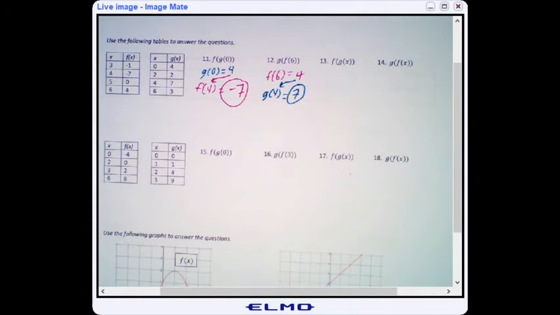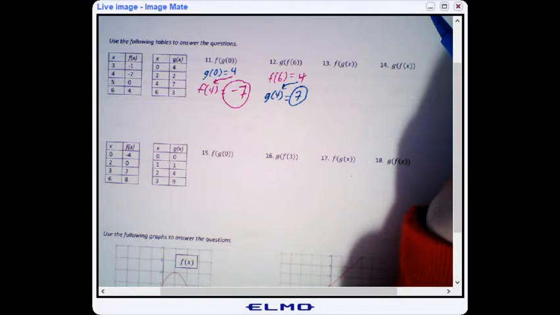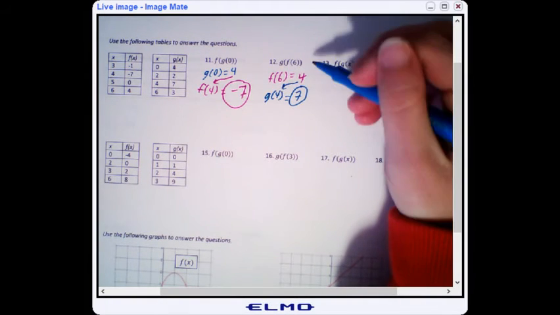For 13, I'm going to do f of g of x. So basically, I'm just going to see which ones will come out to be nice.